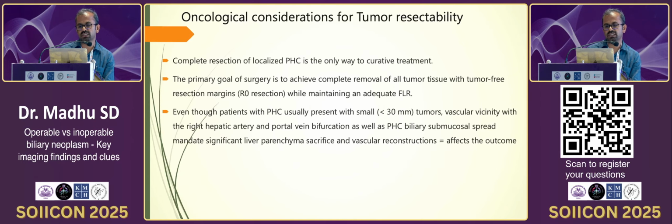Coming to the oncological consideration with respect to tumor resectability, complete resection of a localized perihilar cholangiocarcinoma is the only curative treatment available, and neither chemotherapy nor radiotherapy will treat these tumors. So keeping this in mind, we should give complete information to the surgeon whether it is operable or not. The whole idea is to get an R0 resection. R0 means the resected margin should be free of tumor.